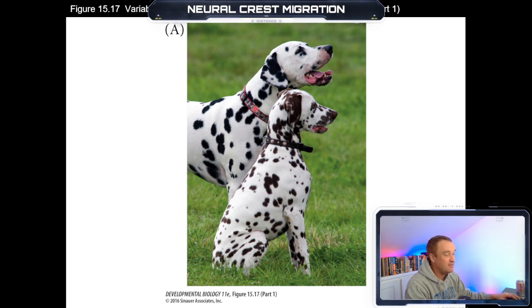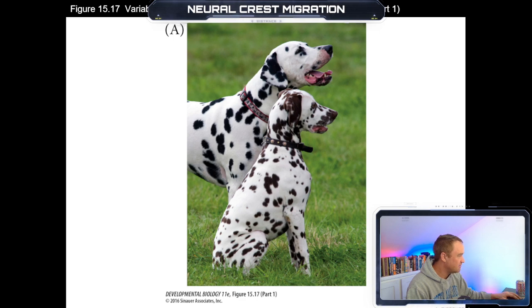If you've ever known anyone that has a Dalmatian, you'll know that they are often deaf, right? These genes have multiple functions. Because those cells aren't migrating to the inner ear and they're not migrating to the correct part of the epidermis, you have this co-occurrence of deafness and this pigmentation pattern.